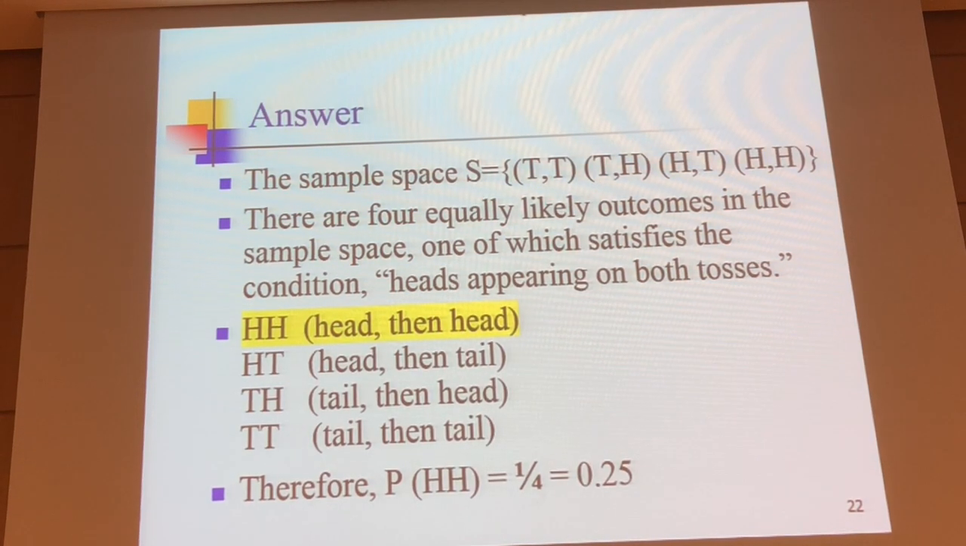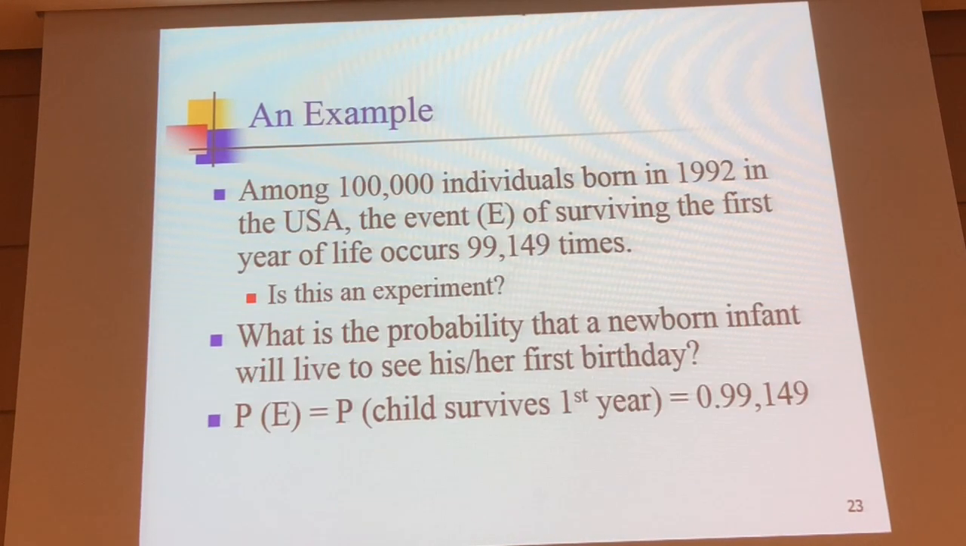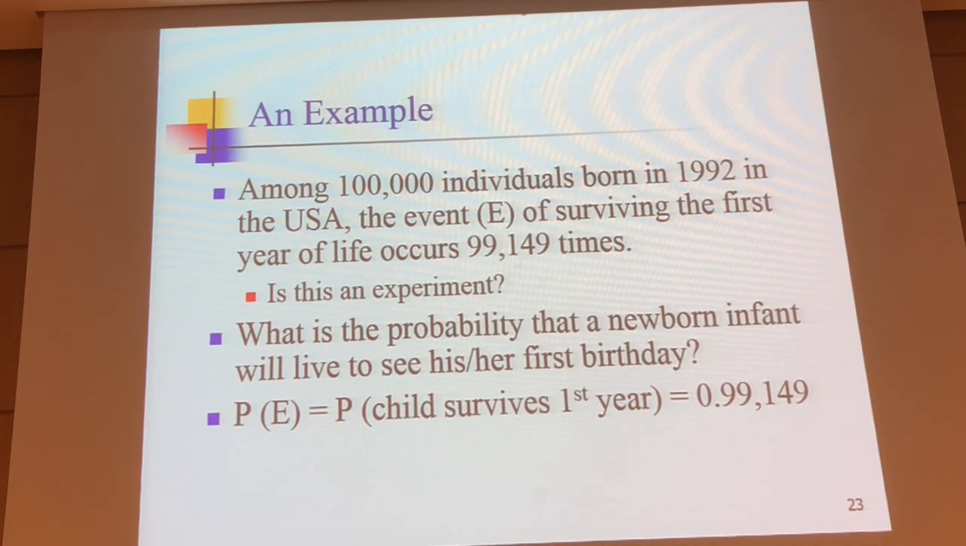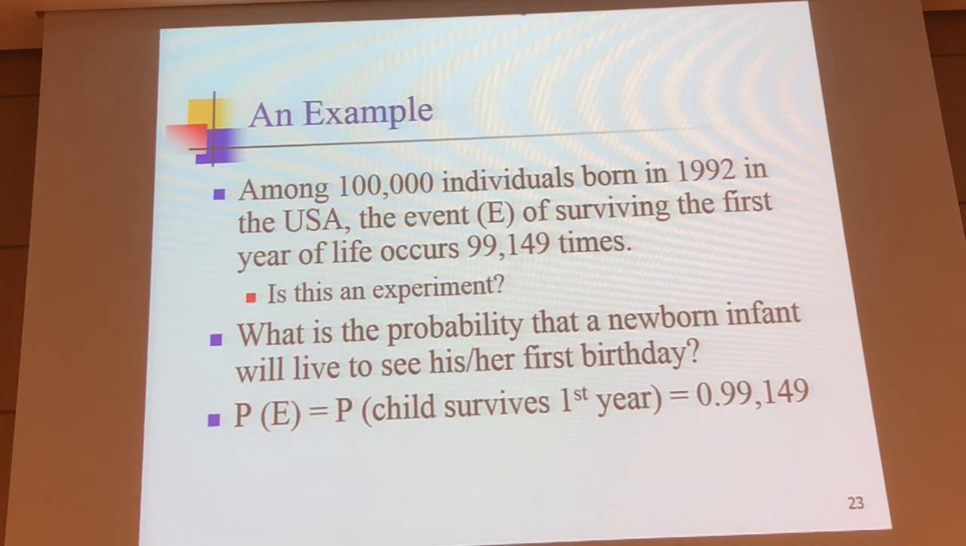So this is the example we talked about. This is why it became 0.25. I don't want to spend too much time on it. He might give you something like this. This is just testing your concept of complement.